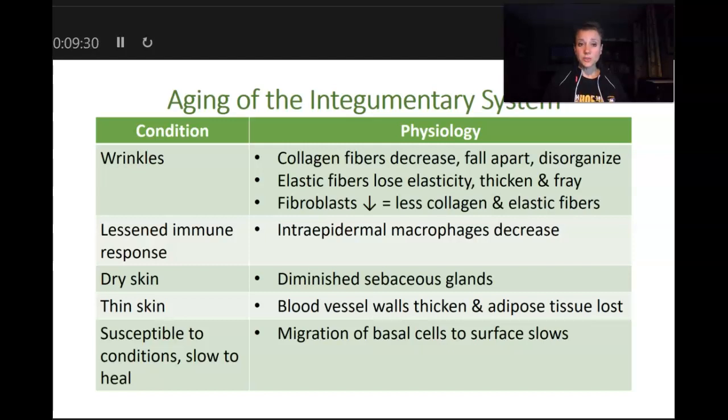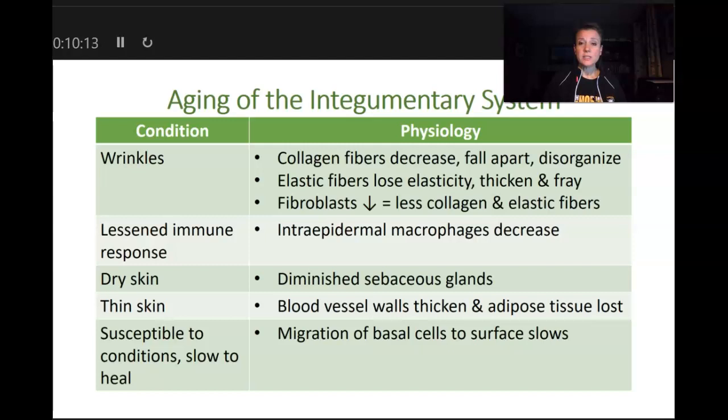Also, as one gets older, the immune response that's found inside of the skin is going to diminish, which basically means that elderly people are more prone to skin infections. And the reason for this is because the epidermal dendritic cells, which is synonymous with the intraepidermal macrophages, their numbers are going to decrease, thereby leaving the skin and the body less protected than it was when the person was younger and when those cells were in greater abundance.